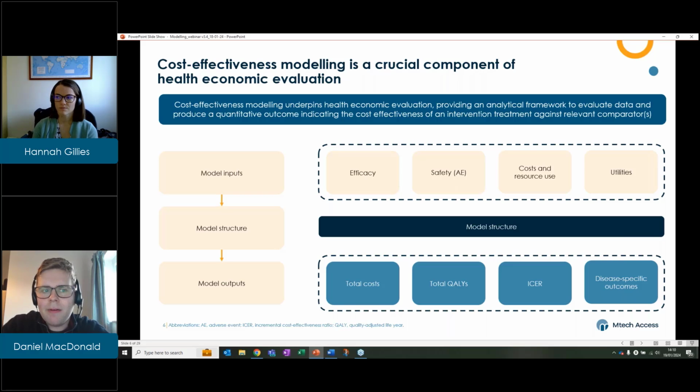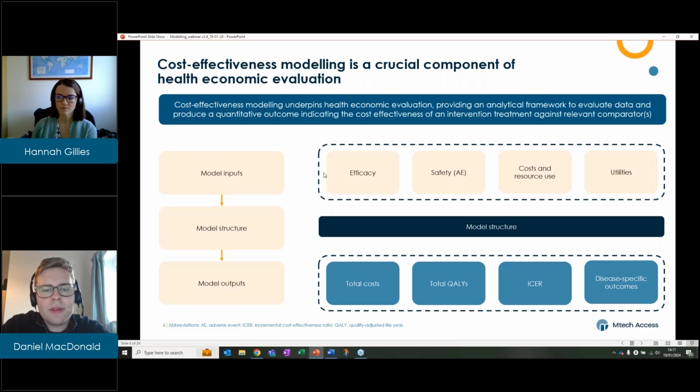So there's three key areas of consideration when you are conceptualizing a model or when you're looking to approach a modeling project. So we've got the model inputs, the model structure, and the model outputs. So I'm just going to go down them here and give a brief overview of key considerations to have. So in terms of model inputs, I've highlighted 4 here. So the first one being efficacy. So this is basically how well does the intervention treatment perform compared to a comparator treatment.